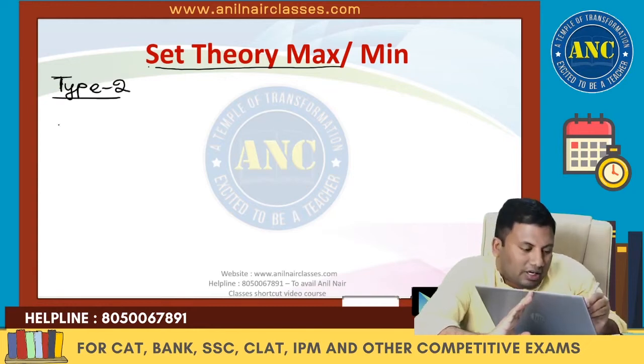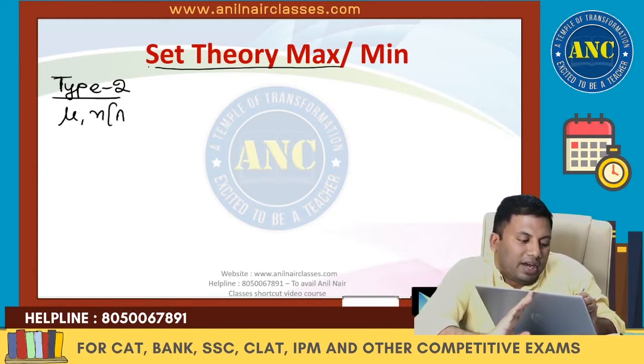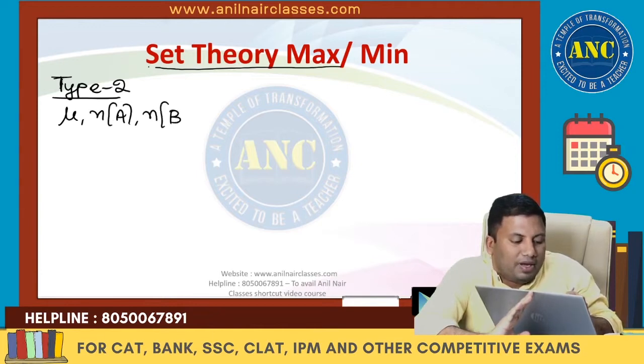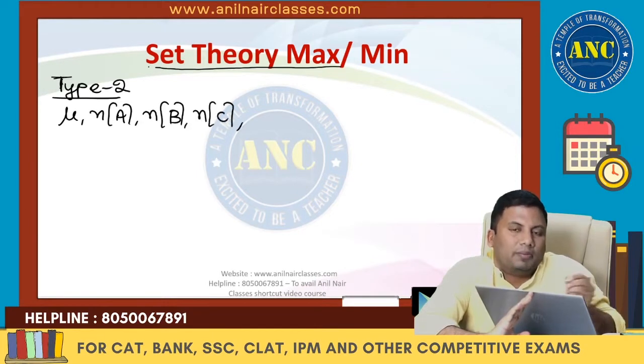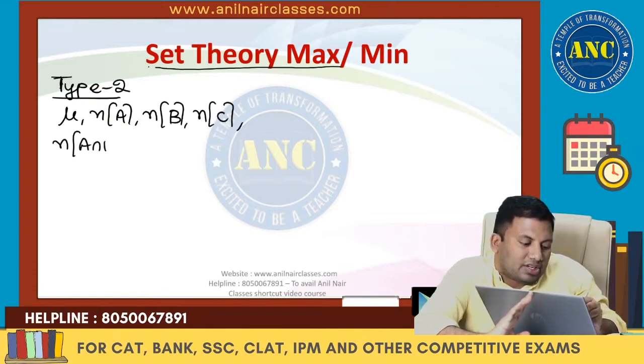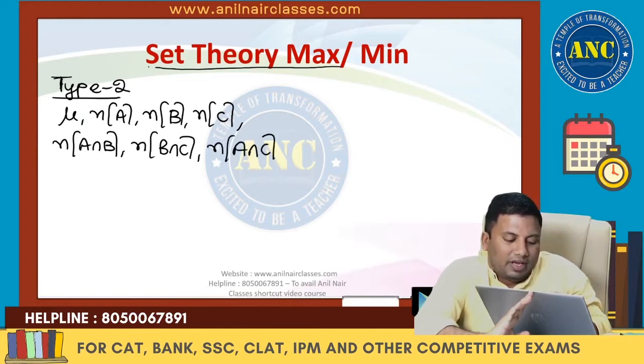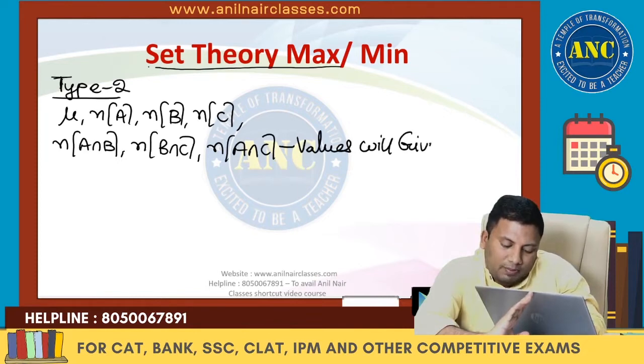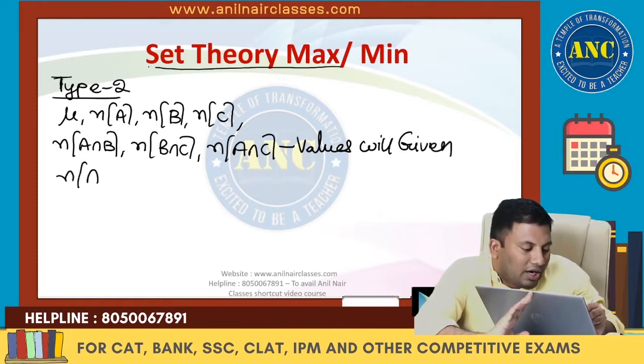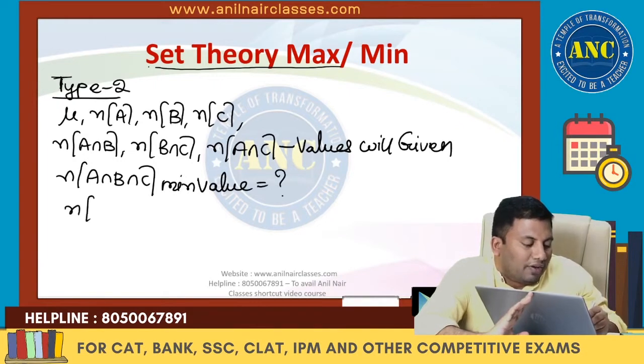Type 2. In type 2, mu value will be given, n of A value will be given, n of B value will be given, n of C value will be given, n of A intersection B value will be given, n of B intersection C will be given, n of A intersection C value will be given. All these values will be given. We have to find n of A intersection B intersection C minimum value, and we have to find n of A intersection B intersection C maximum value.